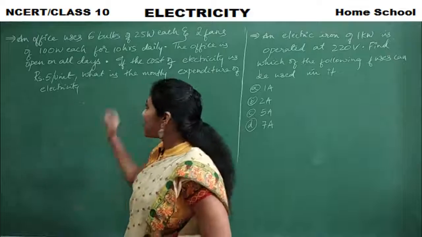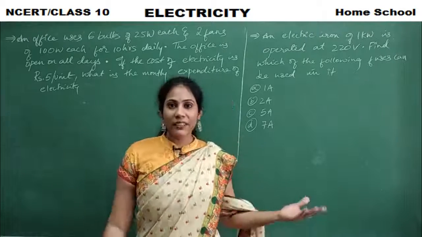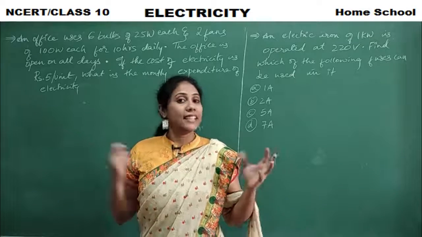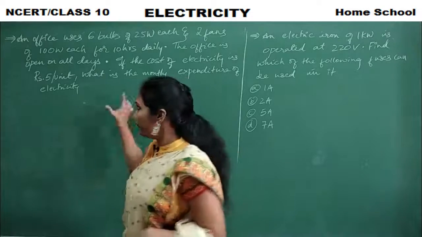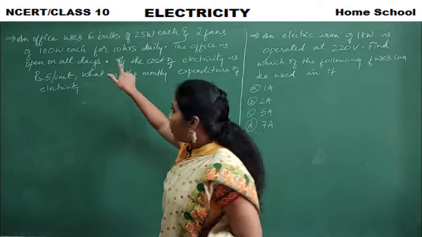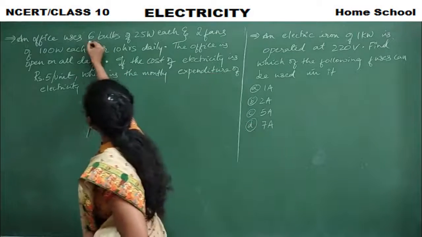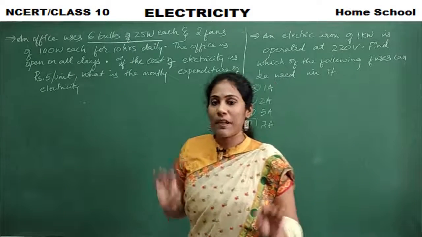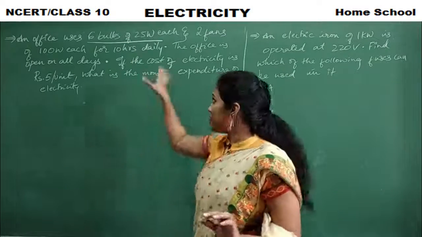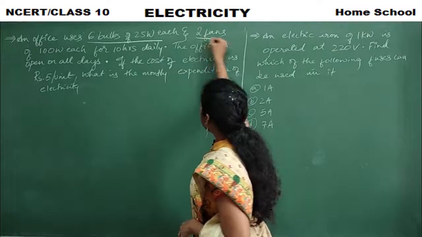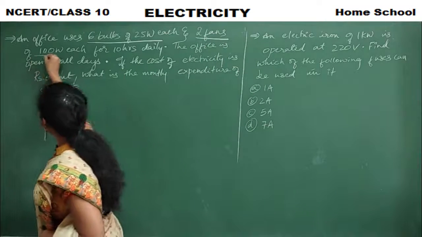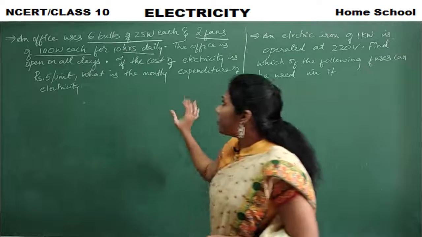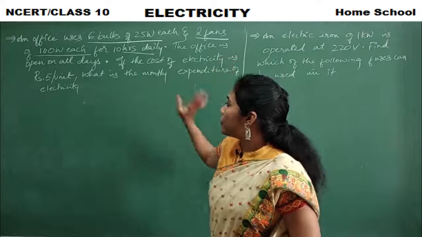People, look at this problem which is similar to the previous one, but here they are asking the total cost of electricity consumed. Okay, let us read the question. An office uses 6 bulbs of 25 watt each. Okay, the office has 6 bulbs, each bulb's power is 25 watt. And 2 fans. The office also uses 2 fans of 100 watt each for 10 hours daily. Bulbs are used for 10 hours and fans are also used for 10 hours.